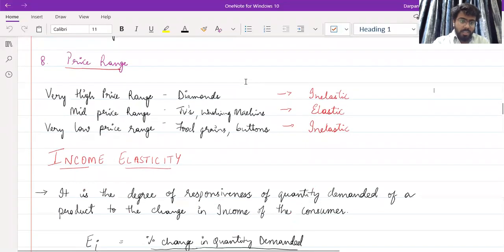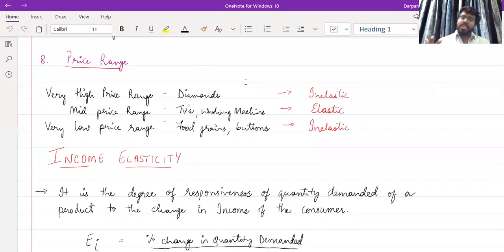All right. Then price range. If it is a very high price range, inelastic, because it will be purchased by most of the rich persons who are not bothered about a price change. Low price range, inelastic, because they'll be either necessities or they form a very low proportion of your income. You won't be bothered. Only in the mid price ranges will it be elastic.